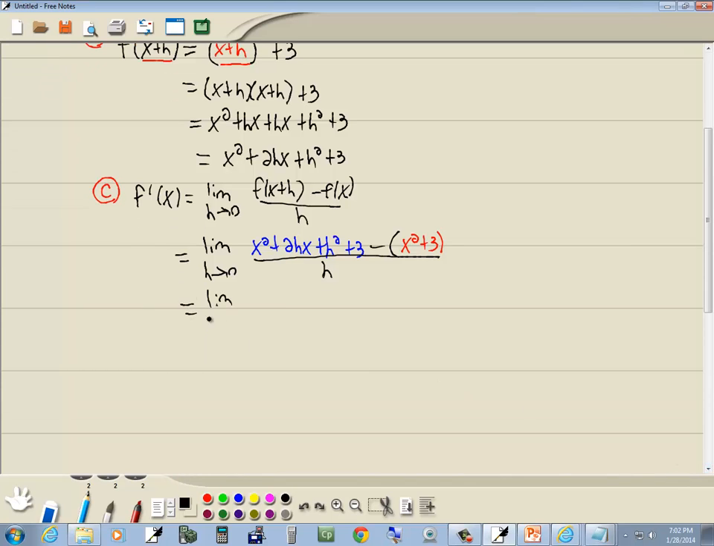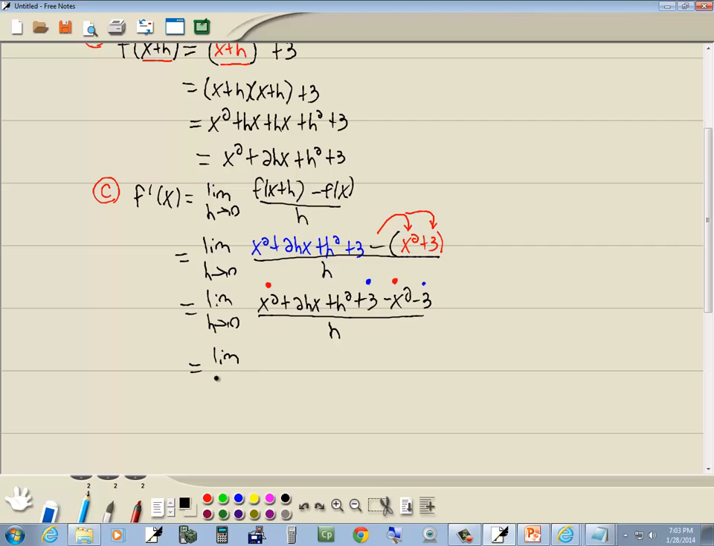So we've got the limit as h goes to 0. Now a negative out in front of a parentheses flips the sign of everything inside, so it's negative, flip the sign of the x squared and of the 3. So we're going to have x squared plus 2hx plus h squared plus 3 minus x squared minus 3, all over h. Combining like terms, we've got x squared minus x squared, those are going to cancel. We've got 3 minus 3, those are going to cancel.